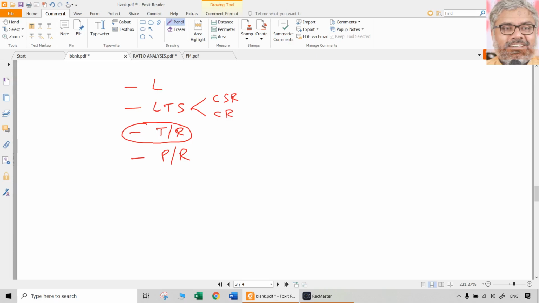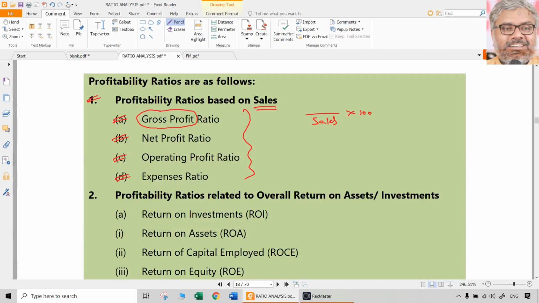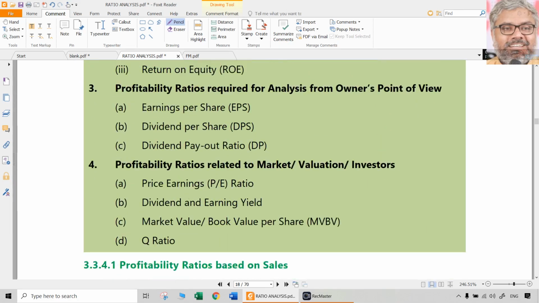So for each ratio, you should know the expression also, whether it is a percentage or number of times. These profitability ratios, which are based on sales, are all expressed as percentage, that is why multiplied by 100. So how to get gross profit ratio? Gross profit by sales into 100. Net profit ratio? Net profit by sales into 100. Operating profit ratio? Operating profit by sales into 100. Expenses ratios can be any type of expenses. Let us say cost of goods sold ratio: cost of goods sold by sales into 100. Like that, each of the expenses ratios will have a numerator according to the name. Denominator for all of them is sales. So that is the first category, that is profitability ratio based on sales.